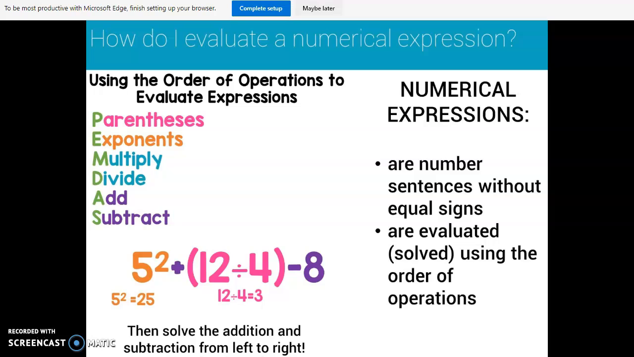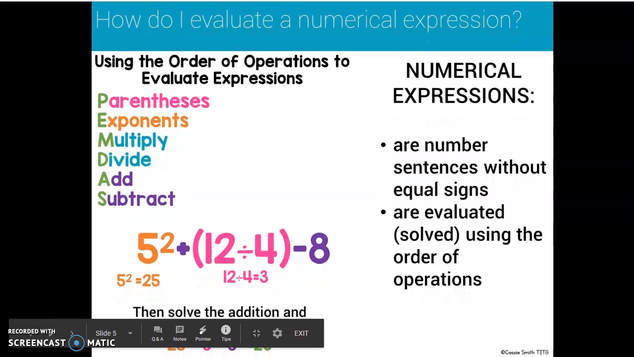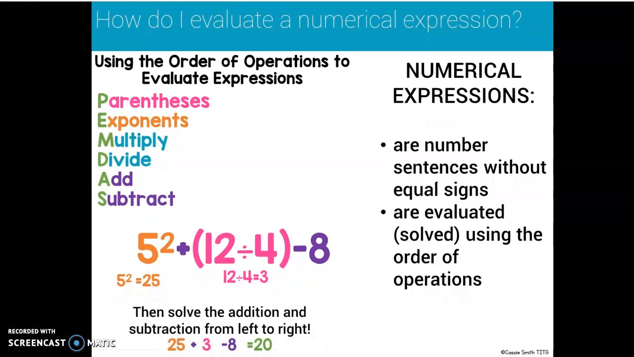So we started with the parentheses, went through the exponents, then we added 25 plus 3, and then you subtract to get your final answer of 20. Make sure you have that written in your notes. There, now you should be able to see it. 25 plus 3 minus 8 equals 20.